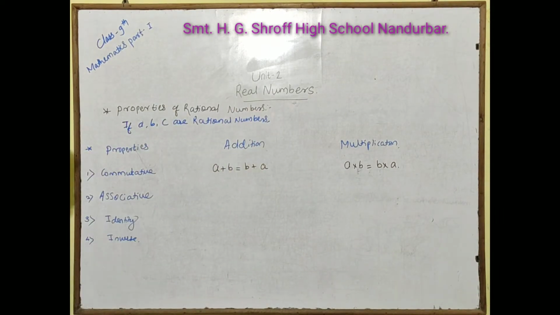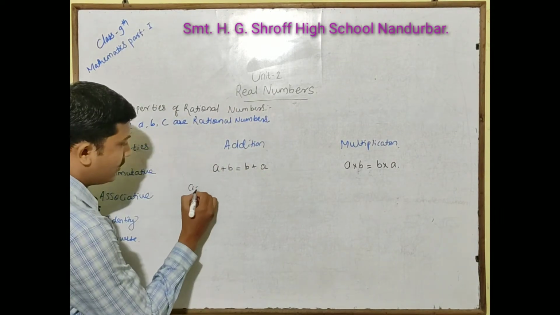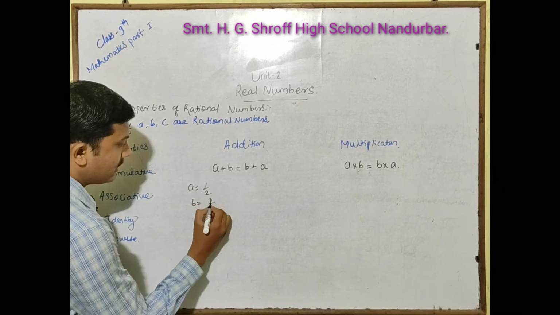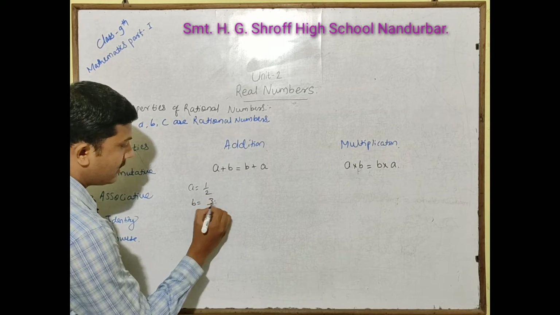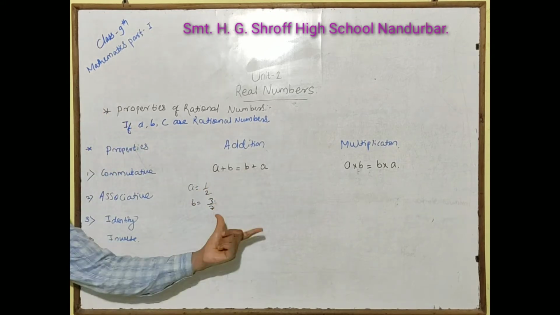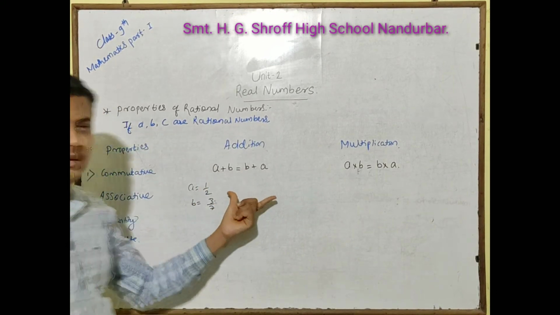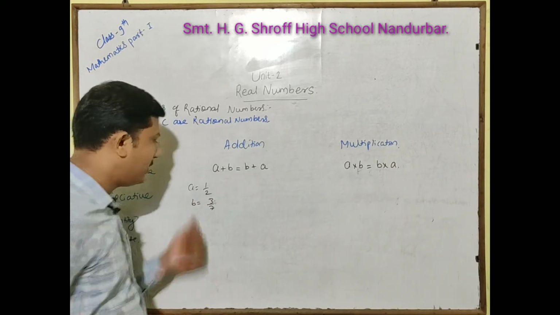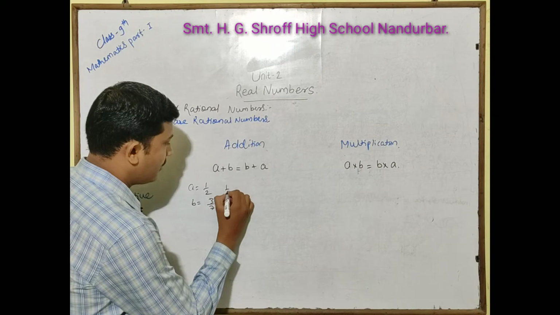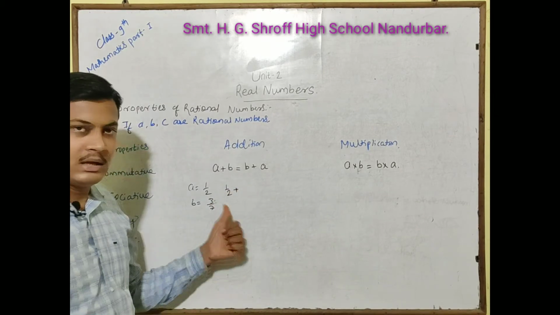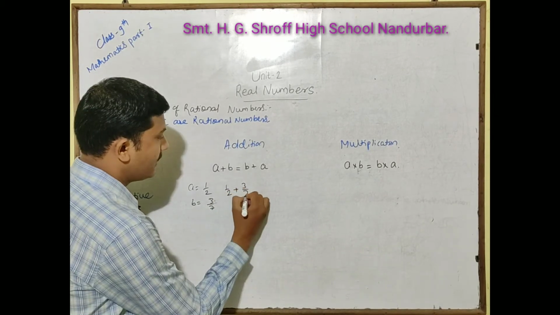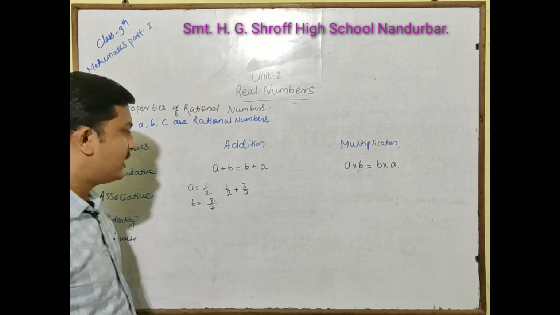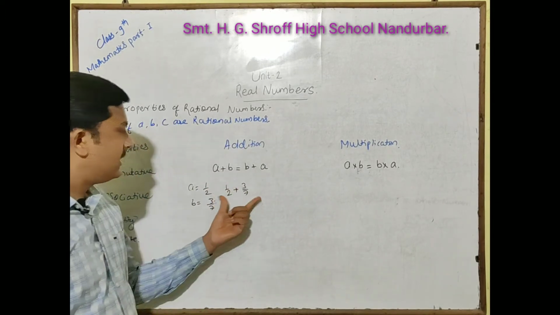For example, if we take a equal to 1 upon 2, b equal to 3 upon 7, we have to see whether this property is satisfied or not. What is the value of a? a equal to 1 upon 2, plus what is the value of b? That is 3 upon 7. Now take the addition of these two rational numbers. That is simply, first of all, take the LCM.